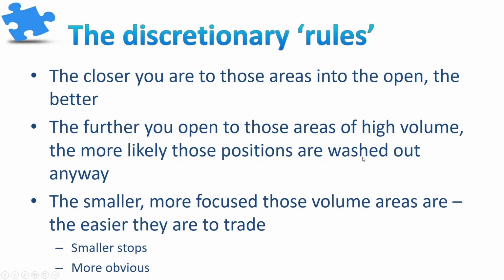Now the smaller the range of price in the high volume area, the better. Those areas are more obvious, the steps are more pronounced, so there's no ambiguity about where the boundaries are, and your stop out point is closer.